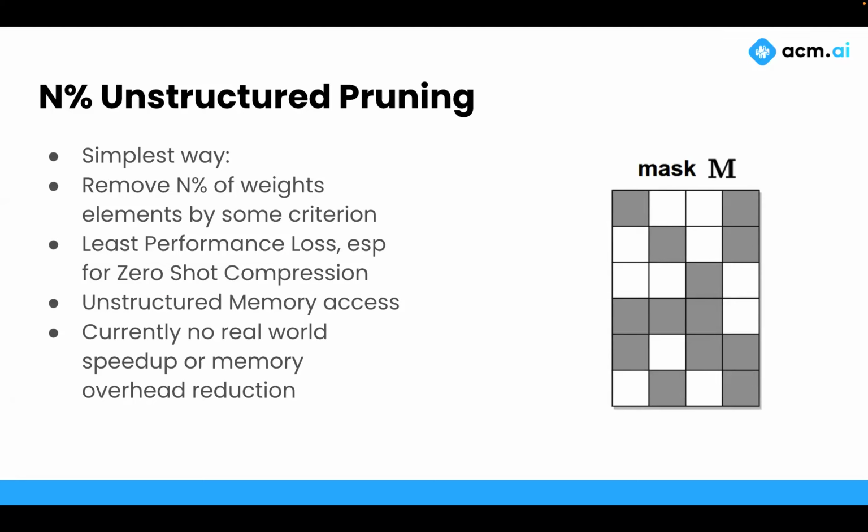The problem is that because the mask is unstructured, the memory access pattern during inference will be unstructured, which means that for GPU speed up, it's not possible because GPUs rely on a heavily structured and parallelizable memory access pattern, right? To be able to parallelize it over its very many threads. So currently there's no real world speed up or memory overhead reduction because in papers that actually do this, they just represent the masked out ones by 0, which doesn't save you anything in the real world circumstance. So this is purely theoretical.